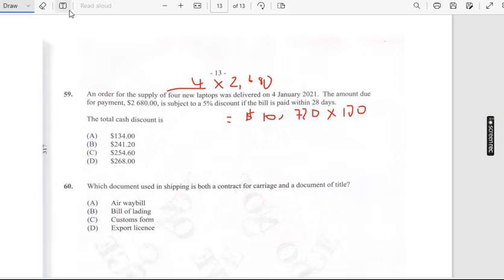No, it would not be 100 because we're basically finding the deduction, the discount on this one. I'm gonna do it the simpler way. We have 10,720, right? And it says it's subjected to a 5% discount if the bill is paid. So the discount of this 5% would be approximately 254 and 60 cents. Yes, do it the simple way. So the answer would be C for this one, guys. I'm not wasting much time on that one.